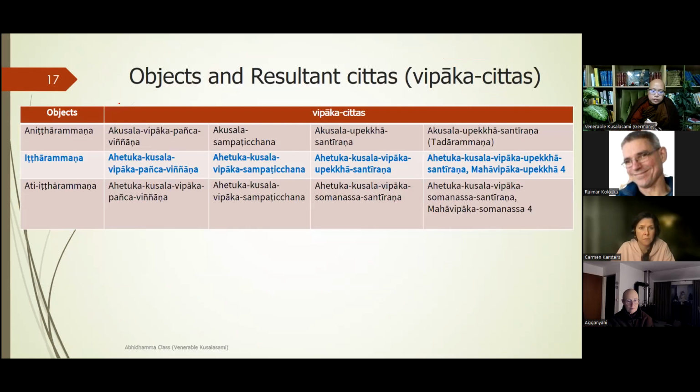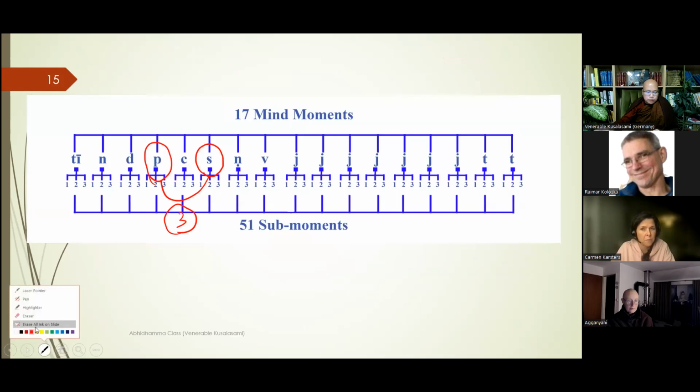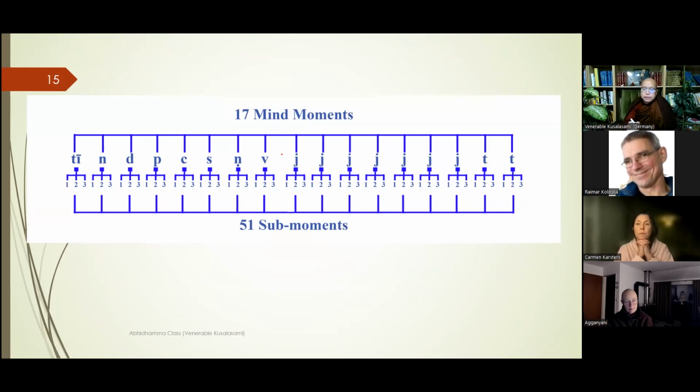And the next one is the order of Tadaramana after Javana. Here as well, this one is not very difficult, I think. So here are the 7 Javana, and after the 7 Javana comes Tadaramana. The Javana is a Kama Javana. How many? 12 unwholesome consciousness, 1 Hasituppada, 8 Mahakusala, and 8 Mahakiriya. And Tadaramana is 3 Santirana and 8 Mahavipaka.